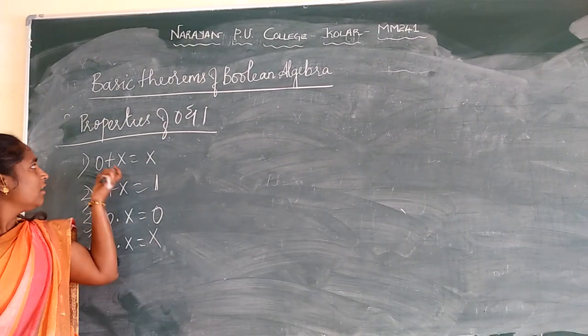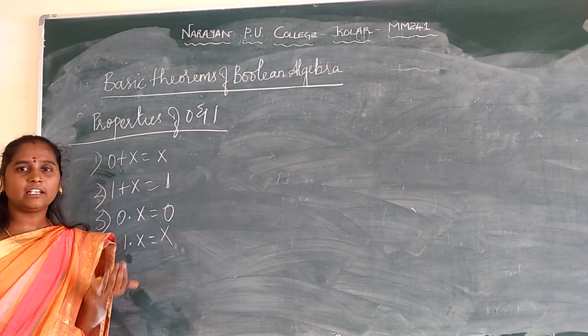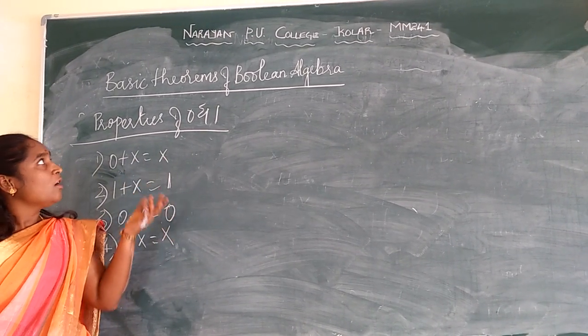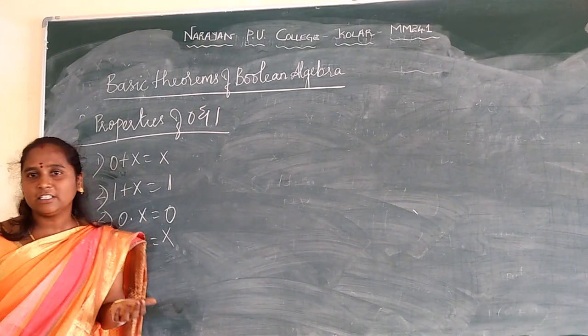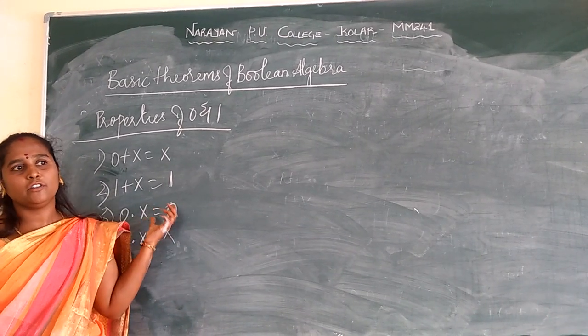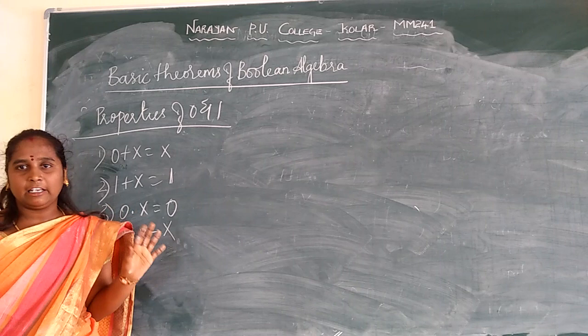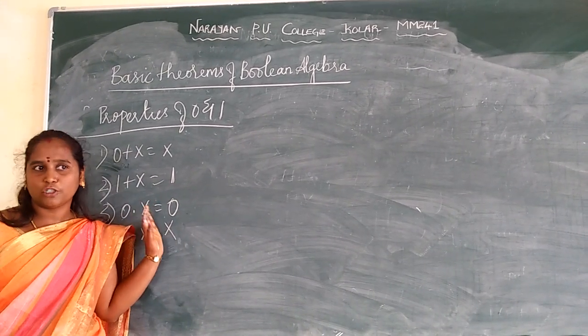Last class I gave one property. I solved the first properties of zeros and ones. Again, I will rewind from the first. What are the basic theorems of Boolean algebra? You are taking the fundamental laws or postulates of Boolean algebra, which are used to solve Boolean theorems. You are going to solve the Boolean theorems with the help of fundamental laws or postulates.